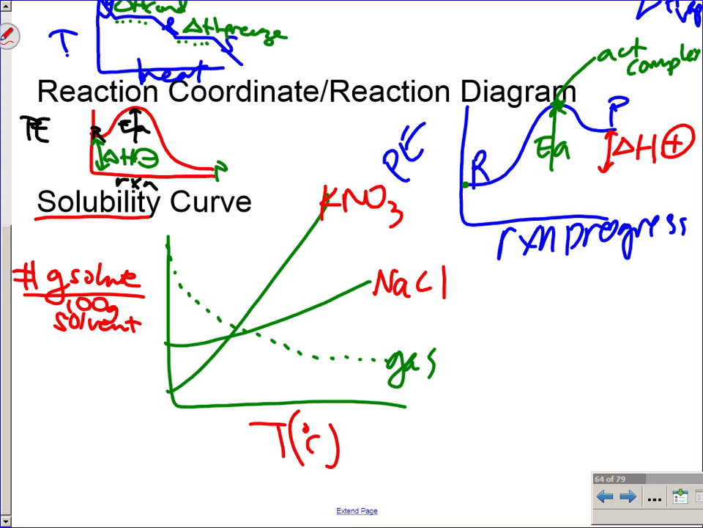So potassium nitrate's pretty dang soluble. You can see that it's going to have kind of an exponential increase in solubility. Sodium chloride's kind of stable.